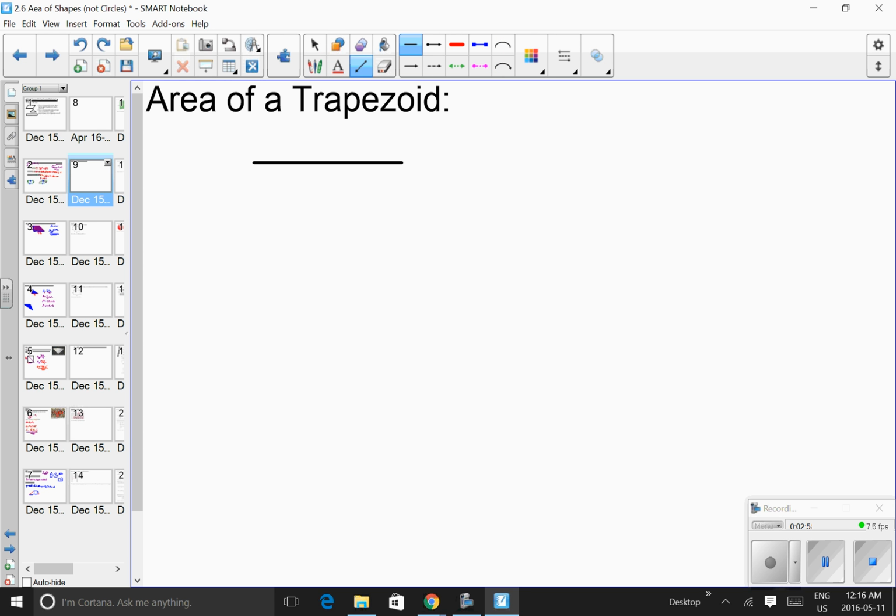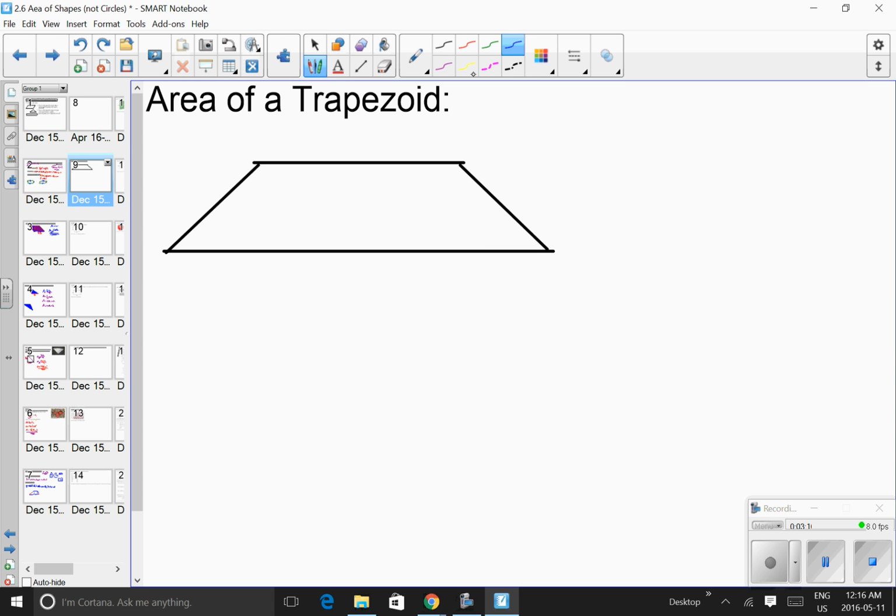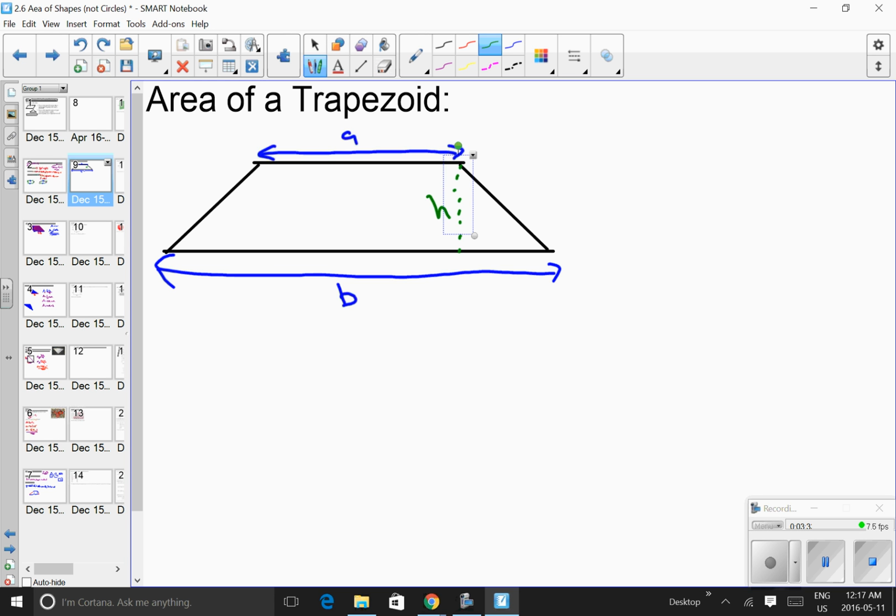Okay, so I'm going to quickly draw us a trapezoid here. That's pretty close. All right, and we're going to label some of the sides. I'm going to call this top side A, and this bottom side B. So A and B are parallel to each other. And the distance between them, we're going to call the height.